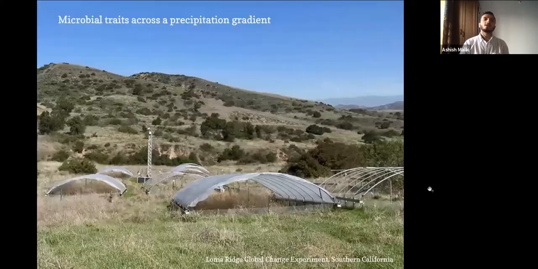And the second experimental evidence for the trait-based framework comes from sunny California. This was part of, again, a bigger experiment at the Loma Ridge Global Change Experiment, which is a little inland from Irvine in the Santa Ana Hills. And here we have a long-term precipitation manipulation experiment that's been going on since 2007.